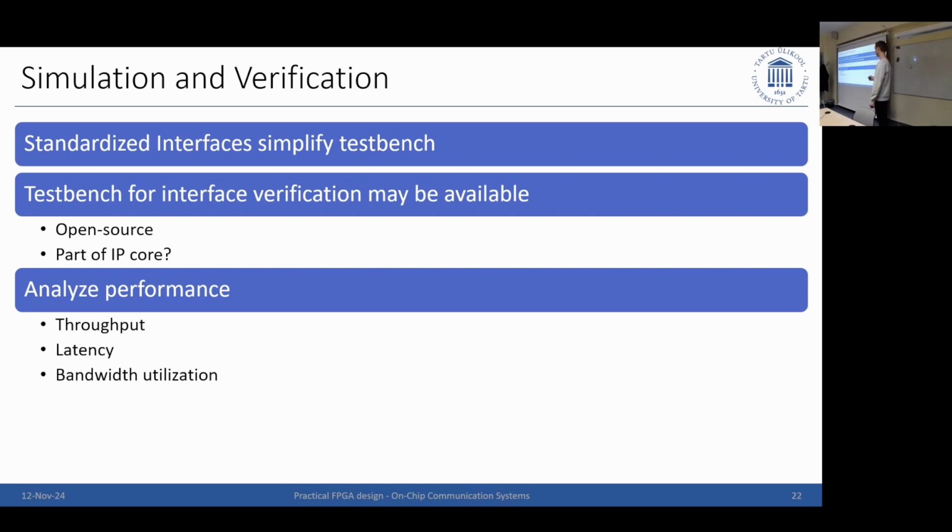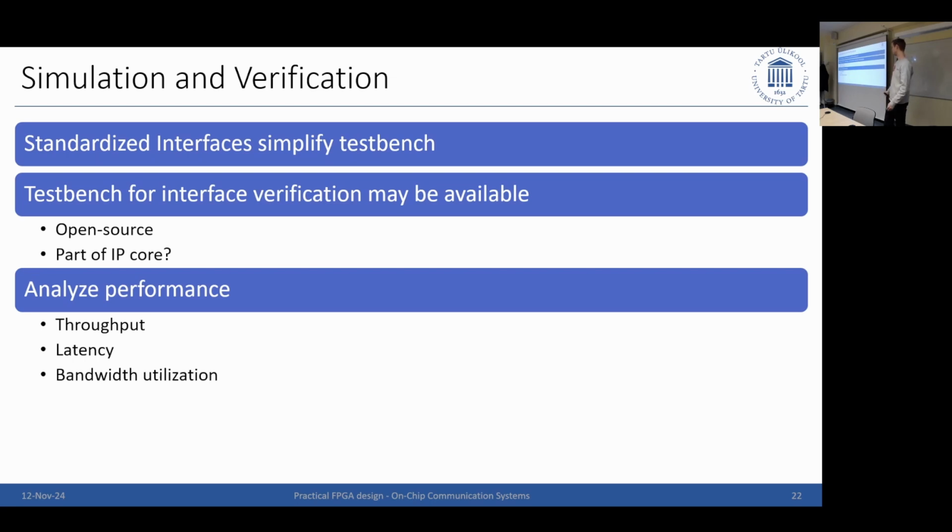Also, there are many test benches already for the bus system itself. There are many open source options available, so you can find online AXI IP cores and AXI IP core simulation, which means they can also be part of your IP core. So in Xilinx and in Vivado, you actually have options to simulate your AXI core. We'll look a bit into that.